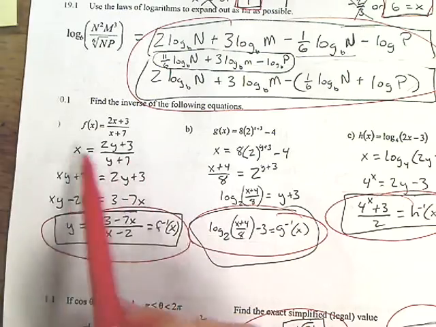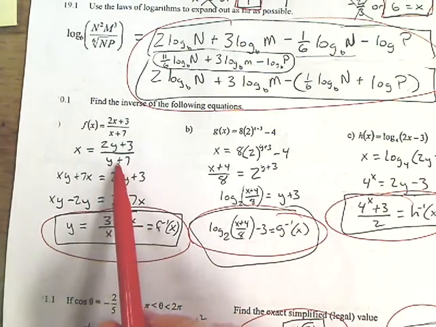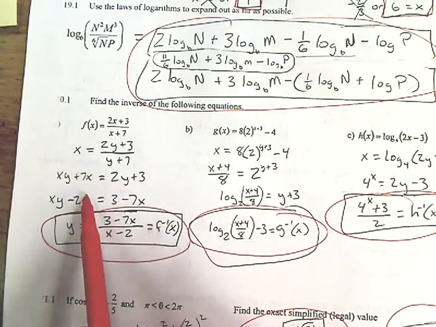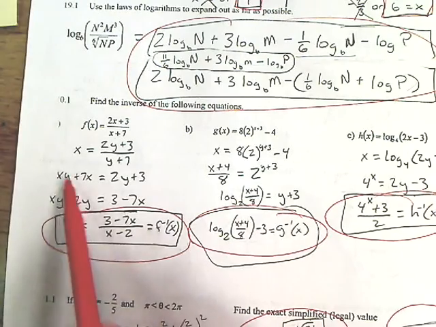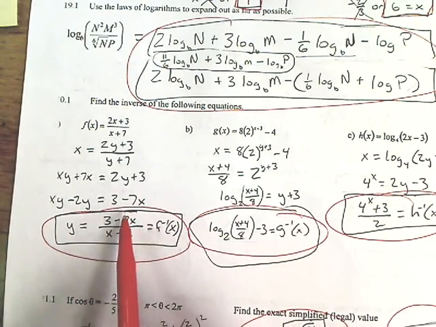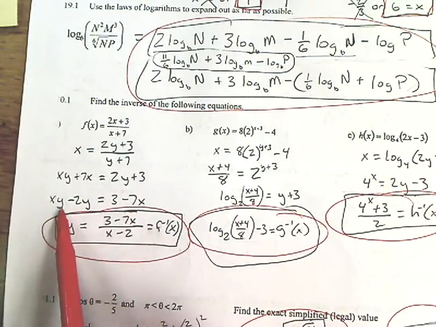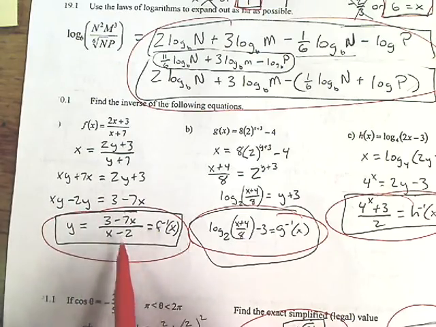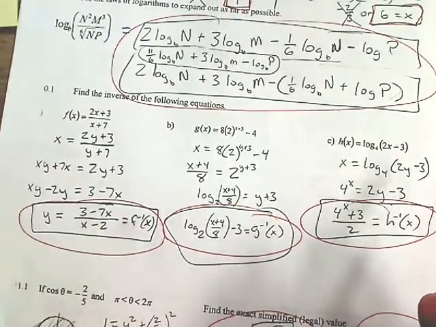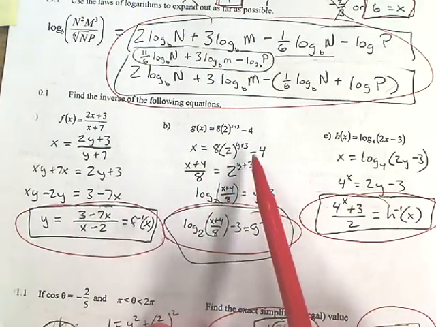Inverse. Switch the x's and y's and solve. I multiplied by the denominator. I got all my y's on one side, everything else on the other. Factored out a y, and then divided by x minus 2 on each side. And that's my inverse.